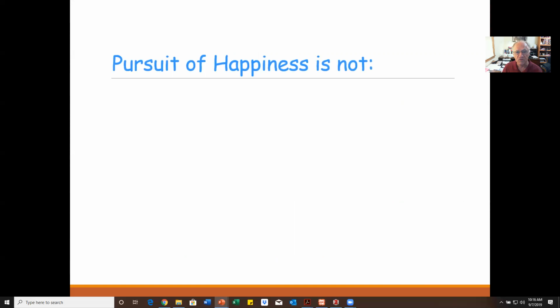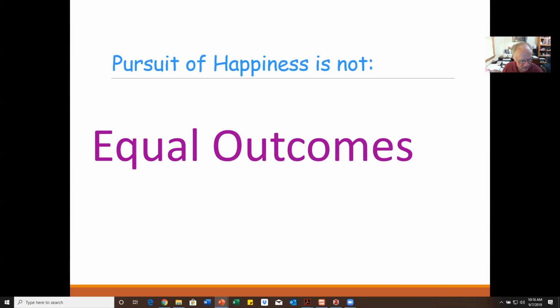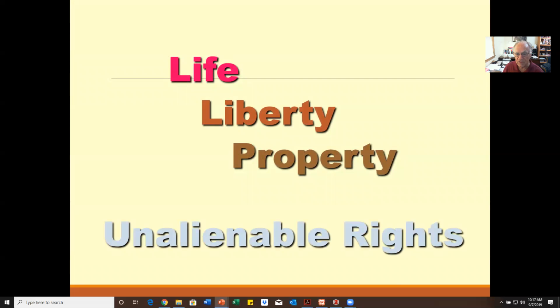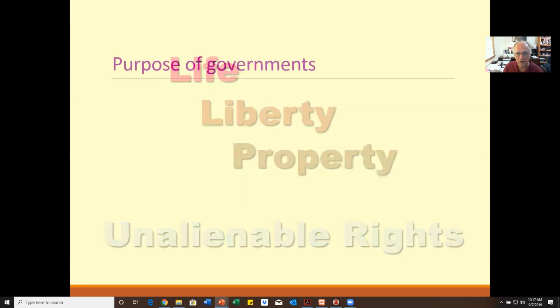So life, liberty, and the pursuit of happiness. The pursuit of happiness is not, if you will, equal outcomes. And this has been a misinterpretation of the founding concepts of our nation in modern times, that everybody has the right to everything on an equal basis. That is not at all what an unalienable right means. The pursuit of happiness is not equal outcomes. It's equal opportunities, if you will, or opportunity, maybe not even equal opportunities. The opportunity, though, not to be hindered by government in the pursuit of life, liberty, and property. These are unalienable rights. Very, very important.